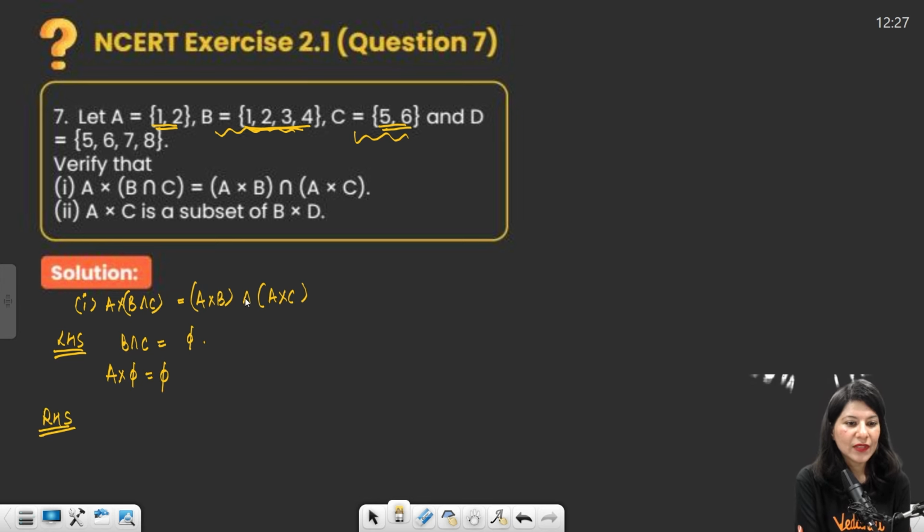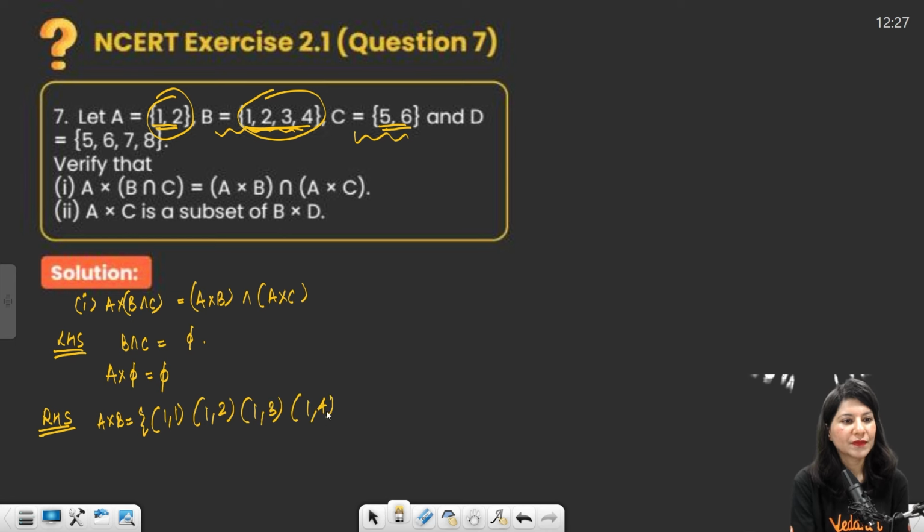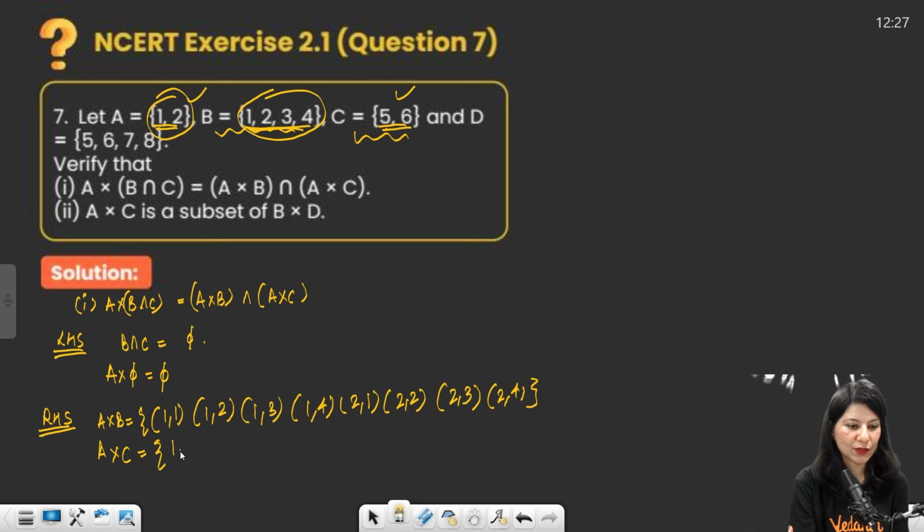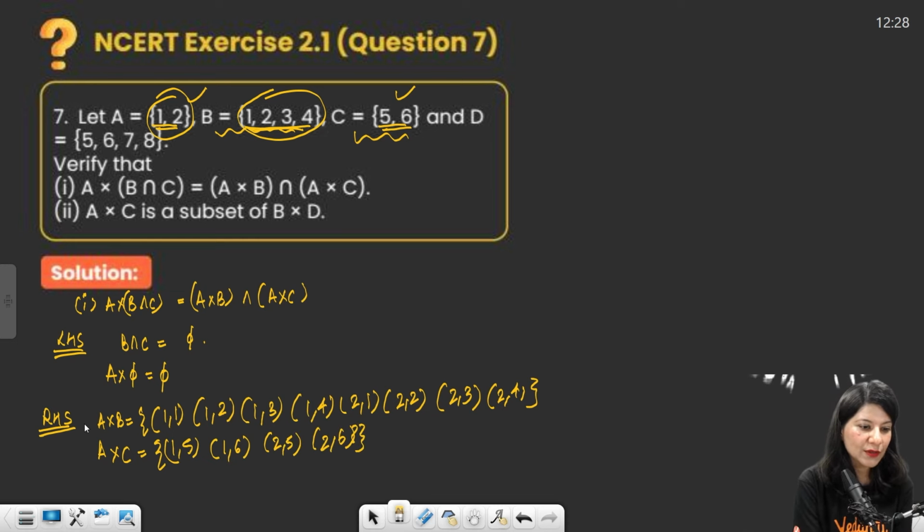What about RHS? (A cross B) intersection (A cross C). Let us just form A cross B quickly. This is your A, this is your B, right? So A cross B will have 8 ordered pairs: (1,1), (1,2), (1,3), (1,4), (2,1), (2,2), (2,3), (2,4). Correct? This is A cross B. Similarly, A cross C will be (1,5), (1,6), (2,5), (2,6), and that's absolutely right because we have 4 elements.